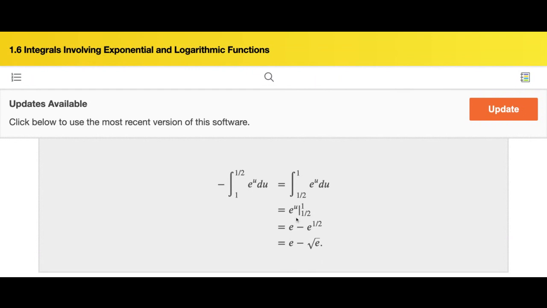So we get e to the u. E to the u is e to the 1 over x. Oh, we don't have to do that anymore. We don't have to change it back anymore because we changed the limits. If we have changed the limits to be values of u, we don't need to substitute u back into x. So we just evaluate e to the 1, subtract e raised to the half. So that's e minus square root of e.